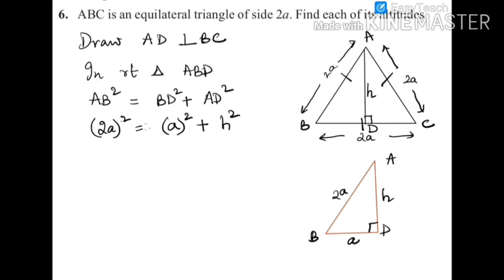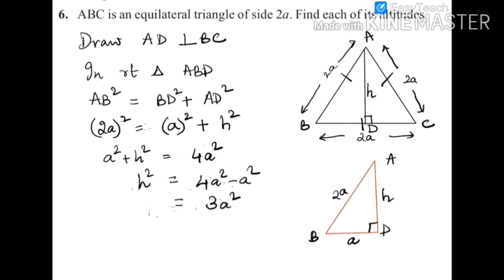Now since we have to find h, I am going to shift the left hand sides and the right hand sides. Now keeping h square on the left side and shifting a square to the right side so that we can add like terms, we get 3a square. Now taking square root, h is equal to square root of 3a square, which is equal to root 3 times a. So the length of altitude is root 3 times a.